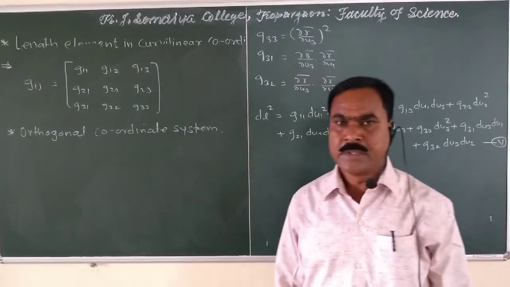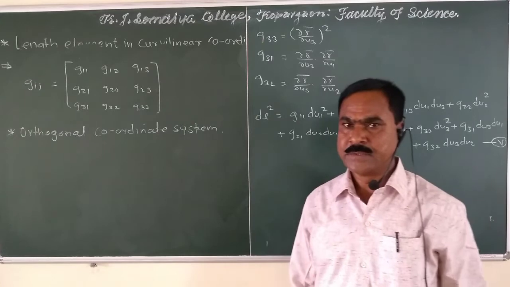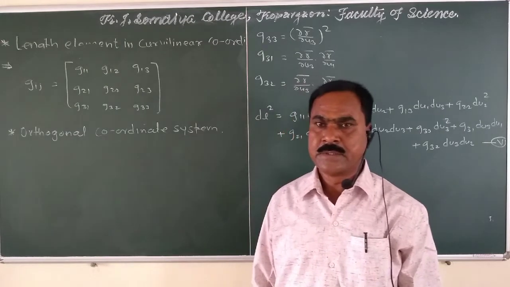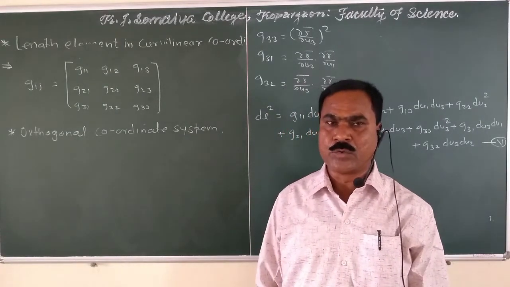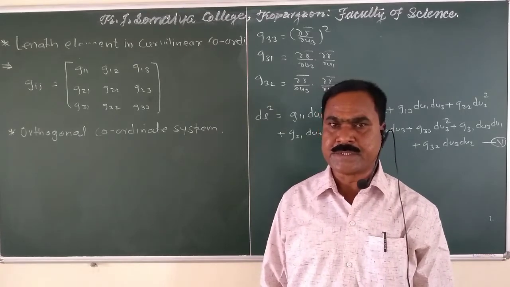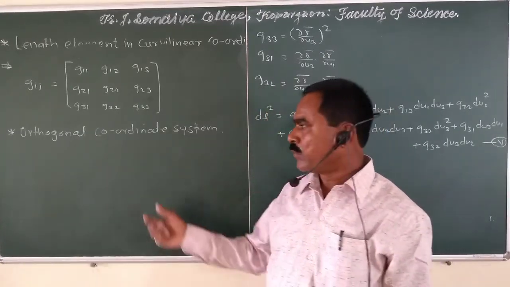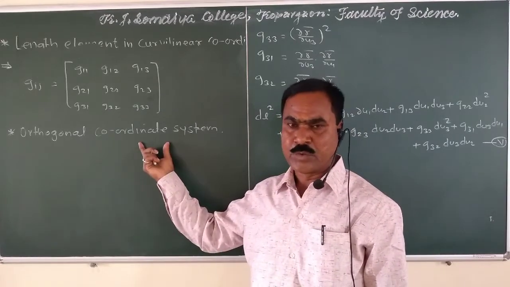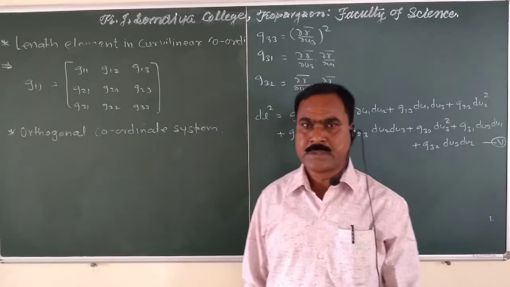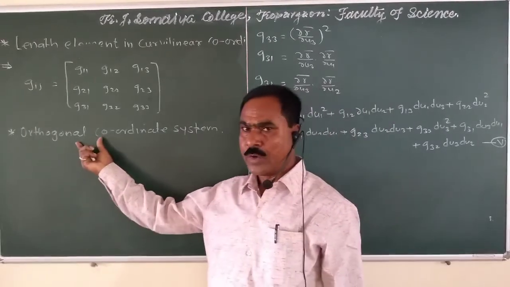Orthogonal coordinate system. First we have to define what is meant by an orthogonal coordinate system. The definition is: the orthogonal coordinate system is the system in which tangents drawn to the coordinate curves are mutually perpendicular to each other. Then the system is said to be orthogonal.